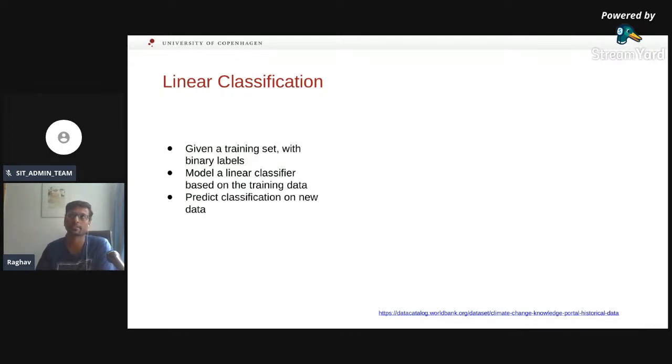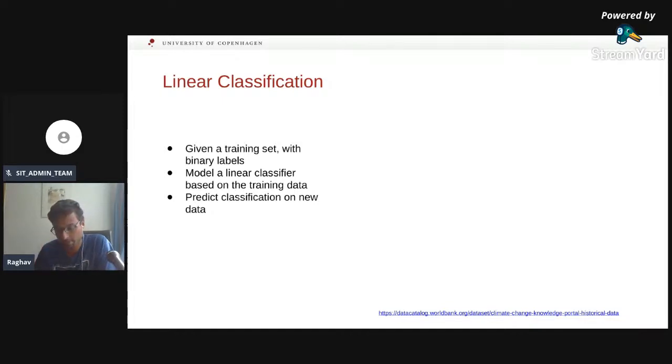So what is linear classification? If I give you a bunch of data points, linear is something in a straight line, right? So it has to be a straight line in 2D, or a flat plane in 3D. It should not have any nonlinearities. It should be just linear. So we are going to look at that as the first example.